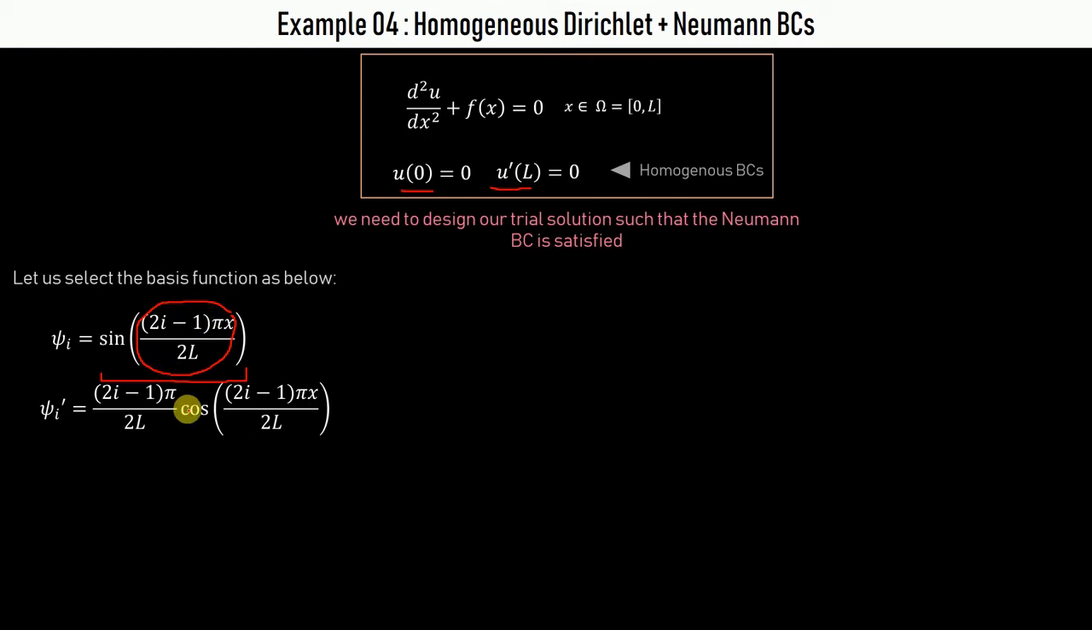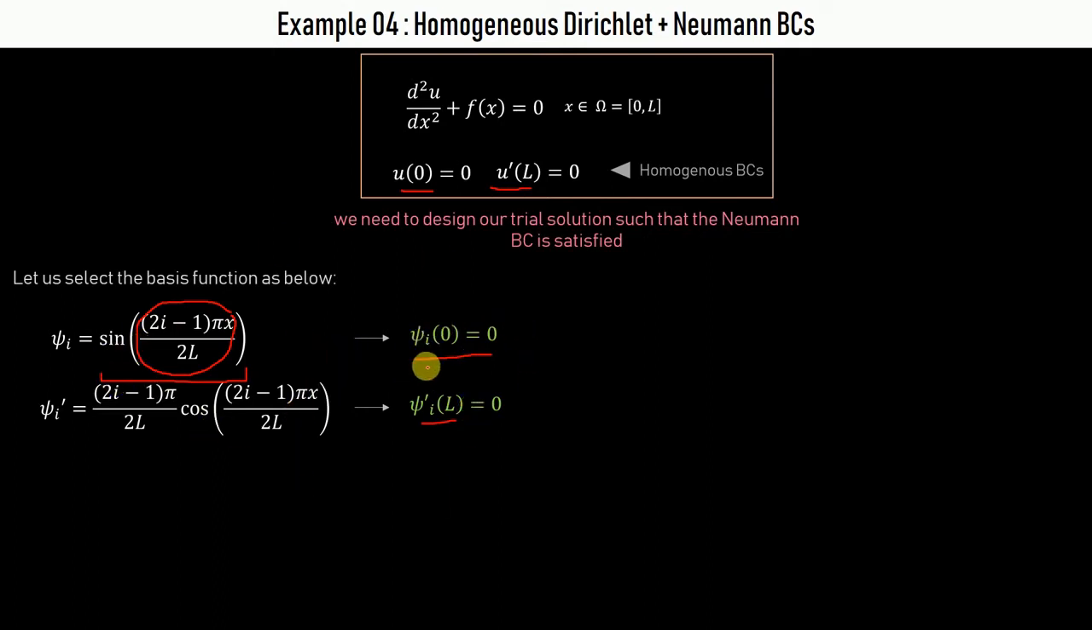The important thing is this: all of the basis functions, psi 1, psi 2, psi 3, all of the basis functions are 0 at 0, and the first derivative of all the basis functions is 0 at L. Okay, so these are the locations at which we have specified the essential and the Neumann boundary conditions, or the Dirichlet and the Neumann boundary conditions.